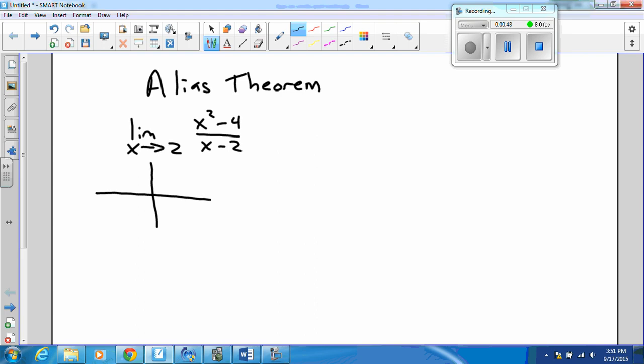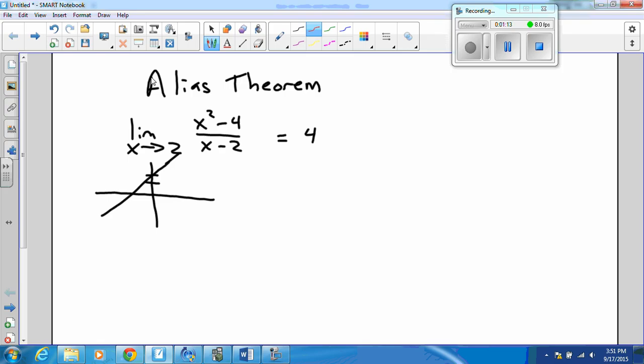Welcome back. If you did everything correctly, then your graph should look like this. That is, the graph looks like the graph of a straight line equation, and the value of that limit turned out to be 4. However, if I try to evaluate by direct substitution, it fails.